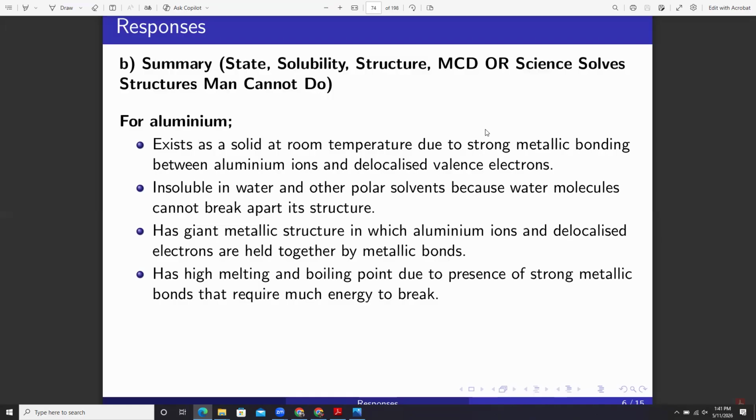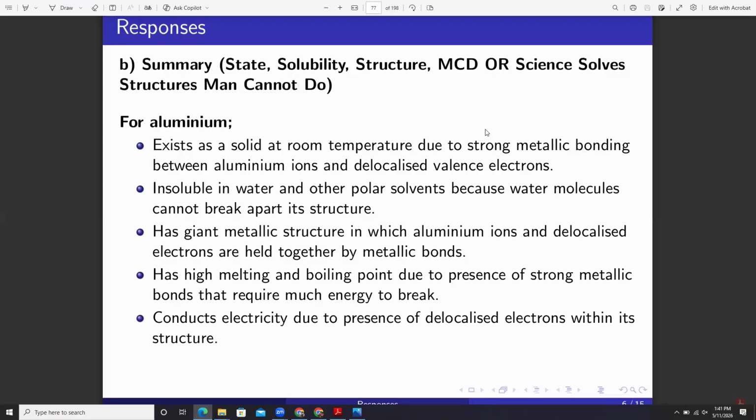Then what of conduction? One can have conduction of heat, one can also have conduction of electricity. Metals conduct electricity. Why? In their structure, we have delocalized electrons. So here we are going to say that it conducts electricity, due to presence of delocalized electrons within its structure.